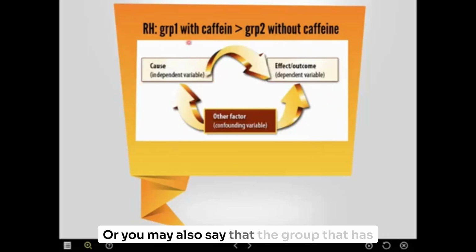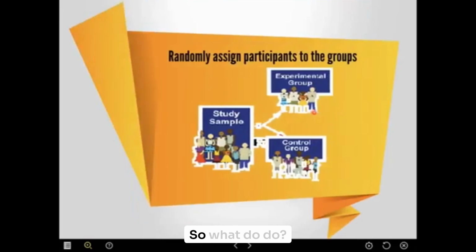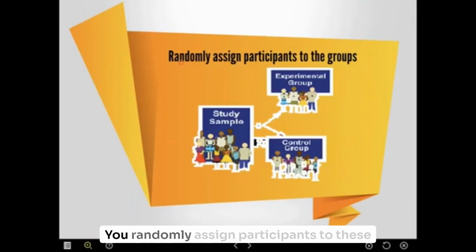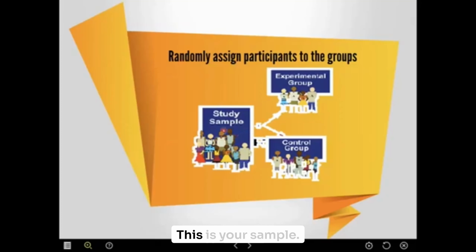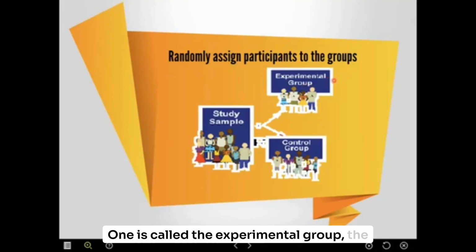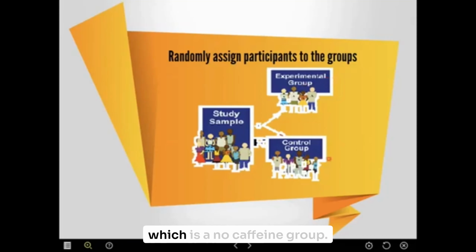Or you may also say that the group that has taken caffeine will actually perform better on math tests. The average math test score for this group would be higher than this one without caffeine. So what do you do? You have two conditions. You randomly assign participants to these groups. This is your sample. One is called the experimental group, the caffeine group. The other one is called the control group, which is a no caffeine group.